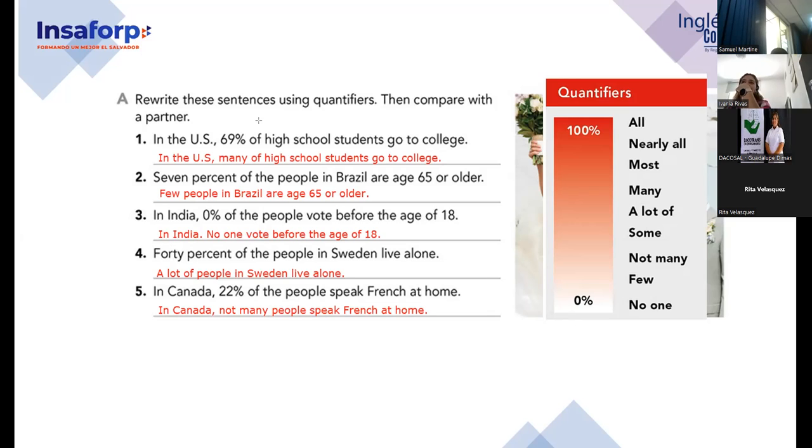High school students, the same information. Okay. Yes. In El Salvador, a lot of high school students go to college. Go to college, yes, a lot of. Yes, because we cannot say all, nearly all. No. Sería lo ideal, pero no es nuestra realidad.